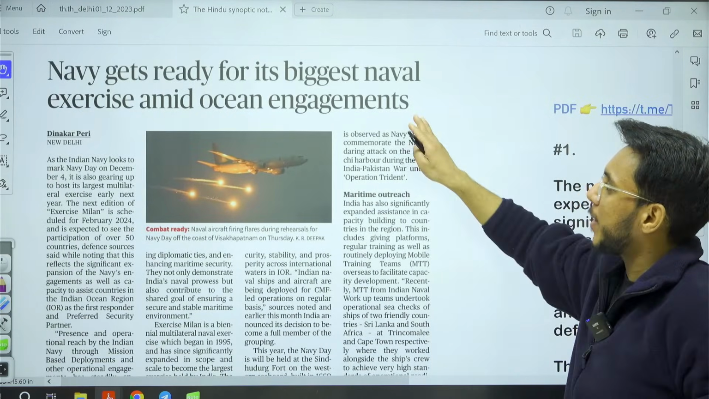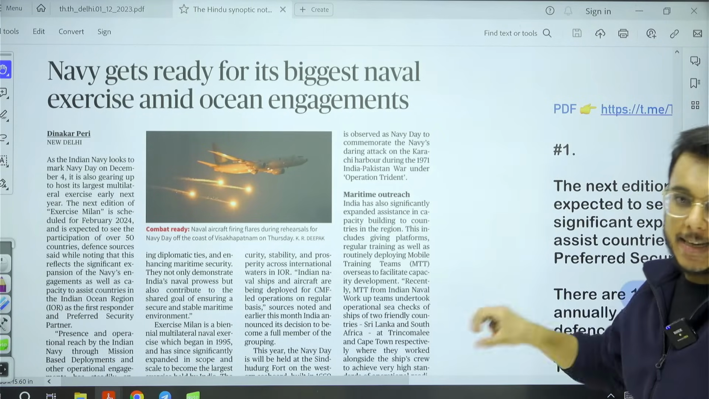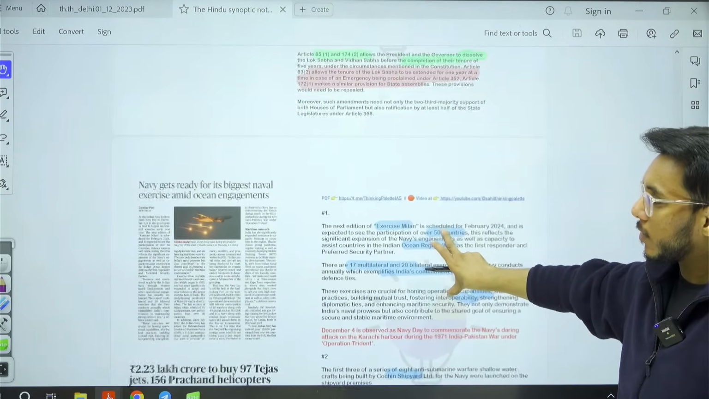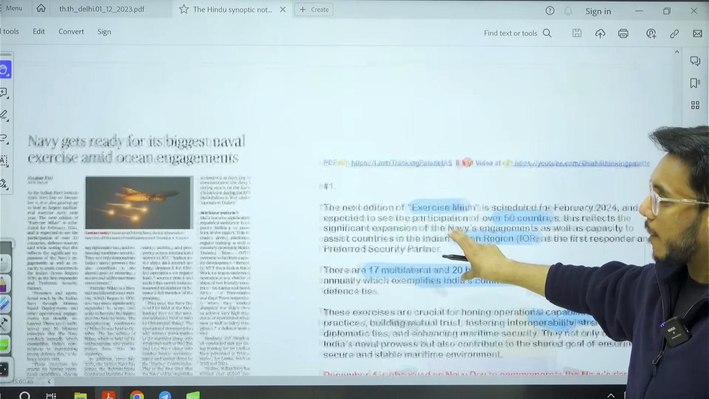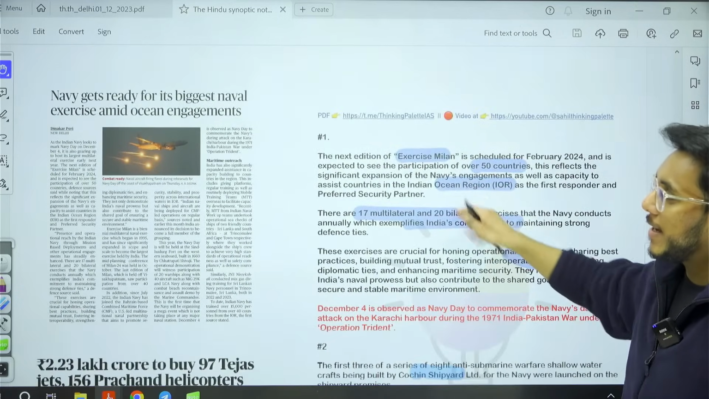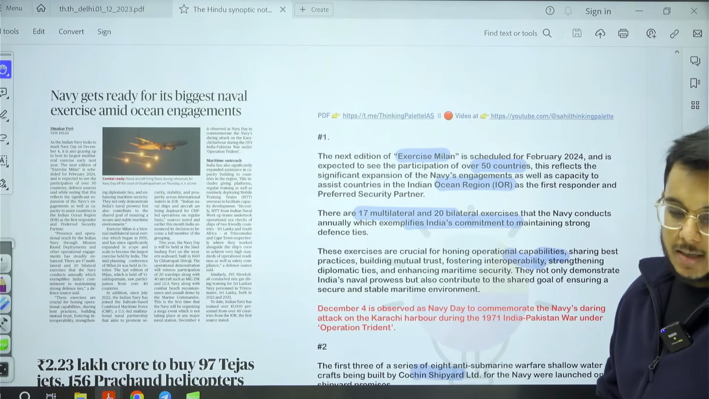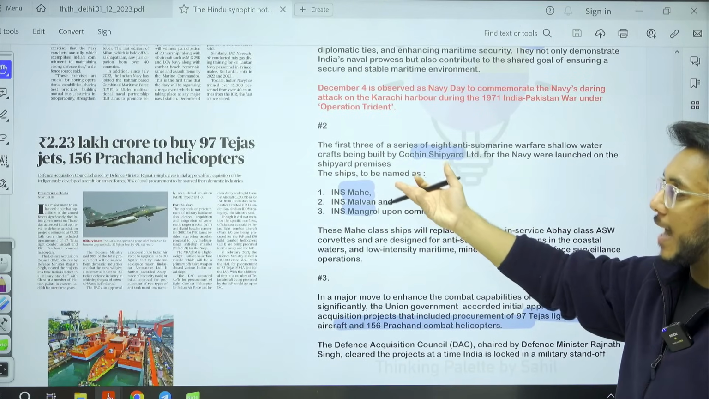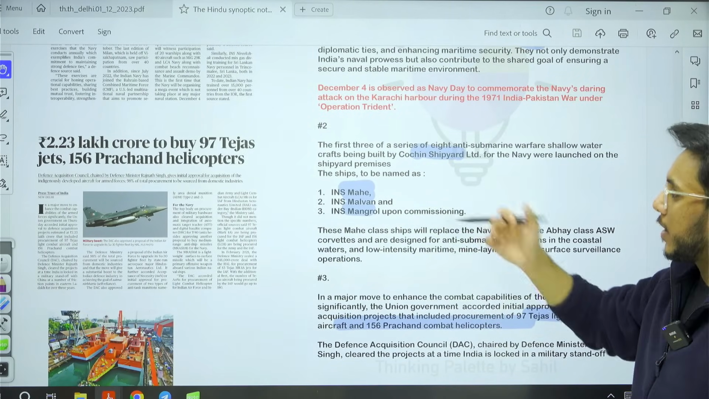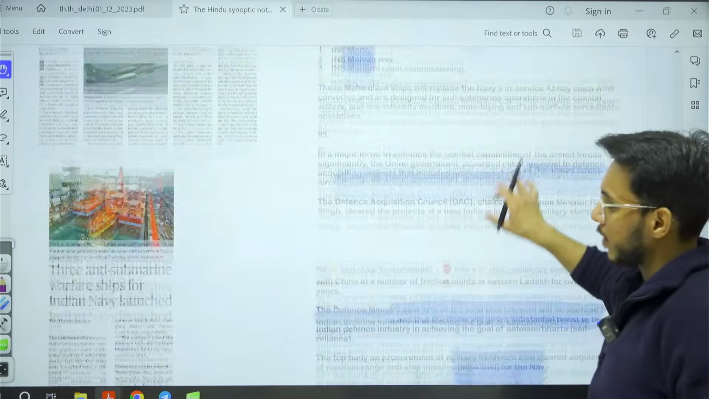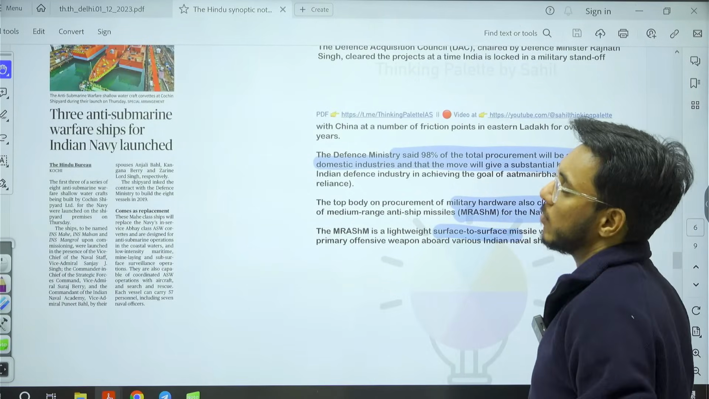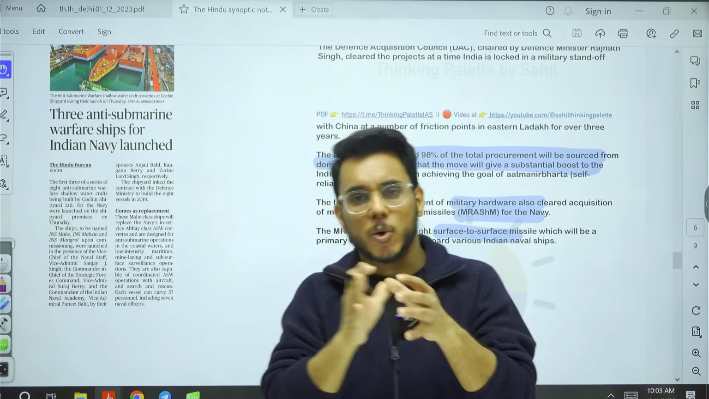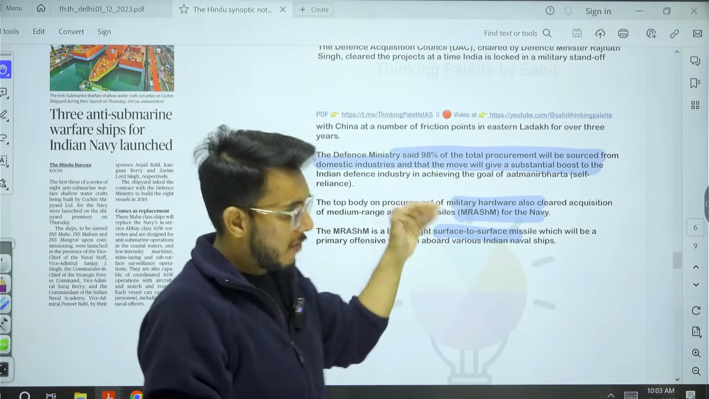Navy gets ready for its biggest naval exercise amid ocean engagements. There are 3 articles that have come today on defense. First is Navy gets ready for its biggest naval exercise amid ocean engagements. Second is 2.23 lakh crore for 97 Tejas jets and 150 Prachand helicopters. Then 3 anti-submarine warfare ships for the Indian Navy launched. So all these 3 articles we have clubbed together and we are going to see these developments here.